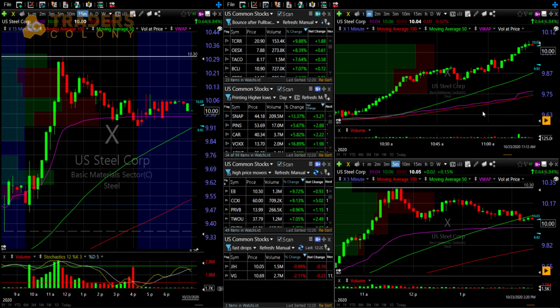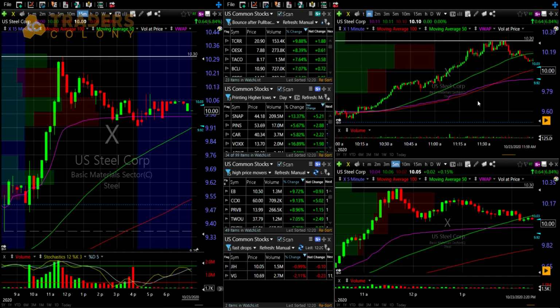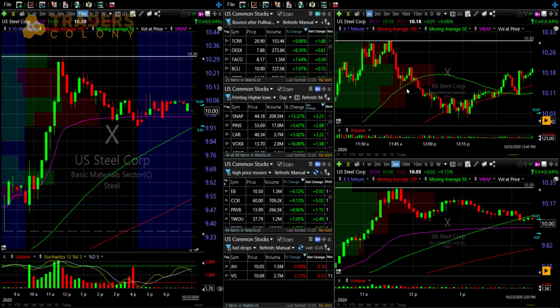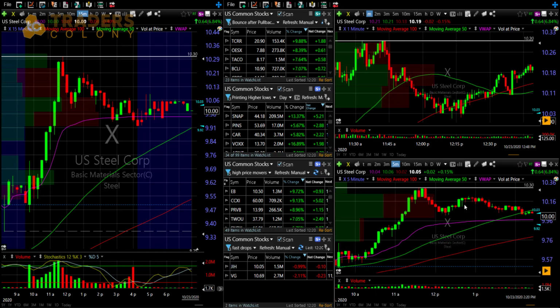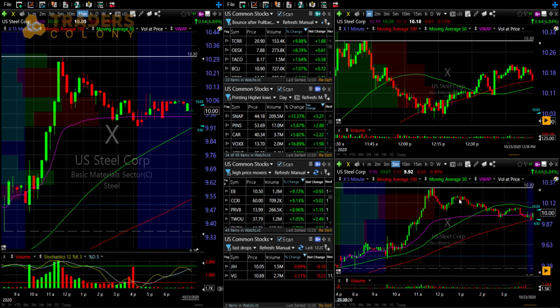Lower highs, pardon me. For example, you see how it pulled back to the moving average here, and then it pushed up right back again. But the second time that it tried to bounce here, it made a lower high, and then kept on printing those lower highs, lower highs, lower highs, all the way to the end of the day.